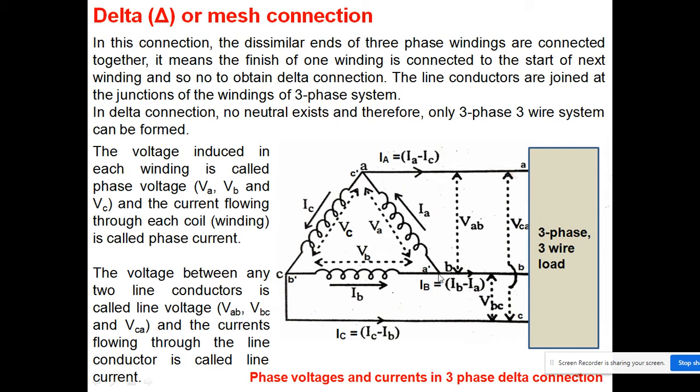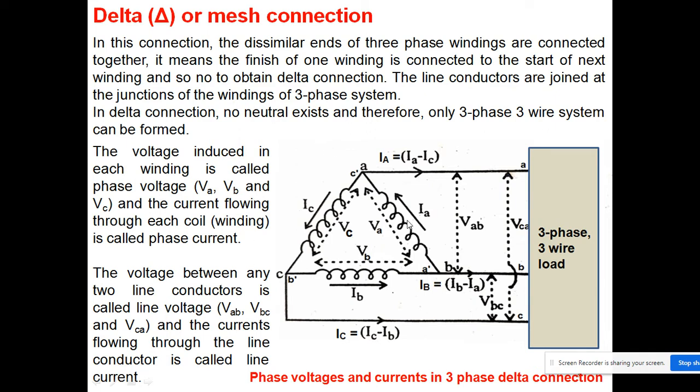You see the junction between B and A is this. This one is the line conductor which I am representing as IB. This one is IA, and the third line conductor is this one, which is the junction of C and B winding, and that current is IC. So all these are the line conductors here. In delta connection, no neutral exists. You are seeing here no neutral exists. Therefore, it is only a three phase, three wire system.